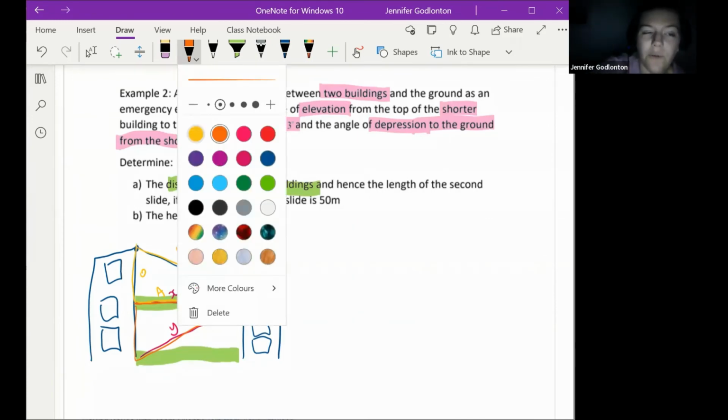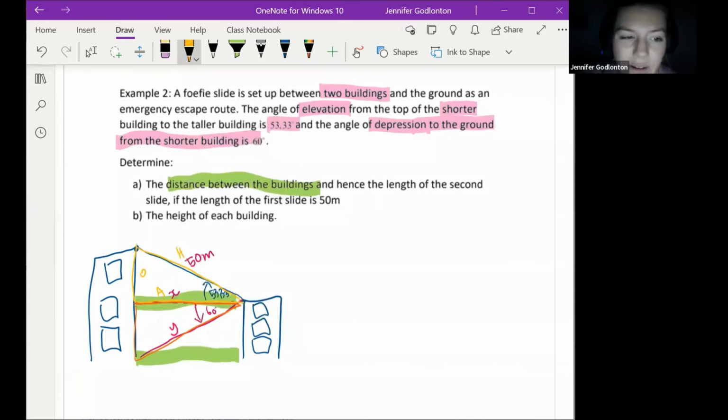I'm not going to do the whole first part of x, but just for those who are getting there, we're going to be using cos. So we're going to say cos of 53,33 degrees is equal to x over 50. If you didn't get to that point, then something has gone wrong.